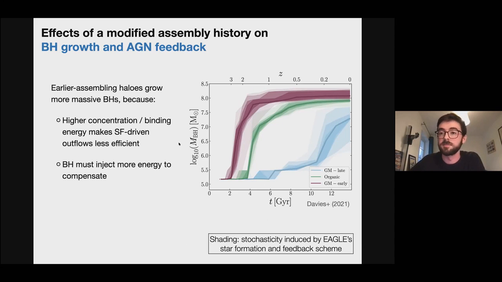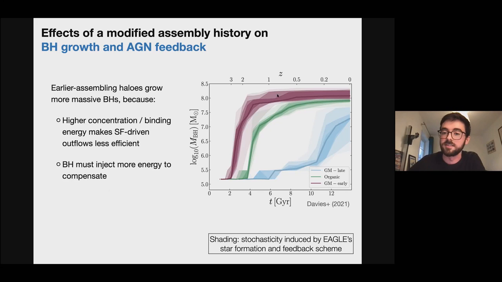And this happens because earlier assembling things are more tightly concentrated. And this makes this whole process of self-regulating the formation of the galaxy much less efficient. And the black hole has to inject more energy into this more tightly bound system to compensate, essentially. So you end up with a more massive black hole and the injection of more energy and feedback.